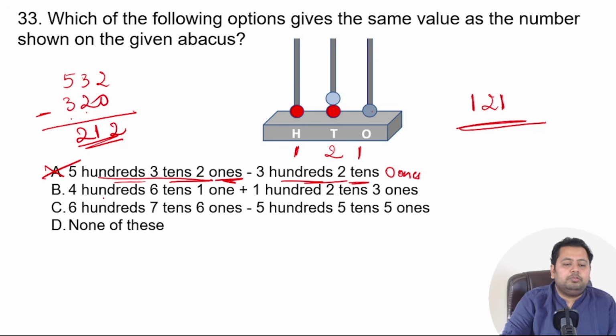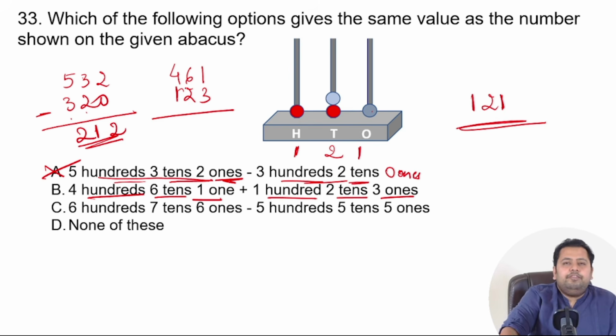Now let's go to option number B. Option number B says 400, 6 tens and 1 one, so this becomes 461, plus 100, 2 tens and 3 ones. So this is 123. If you add it, obviously you are going to get a number which is much higher than 121, but we'll still add it. 3 plus 1 is 4, 6 plus 2 is 8, and 4 plus 1 is 5.